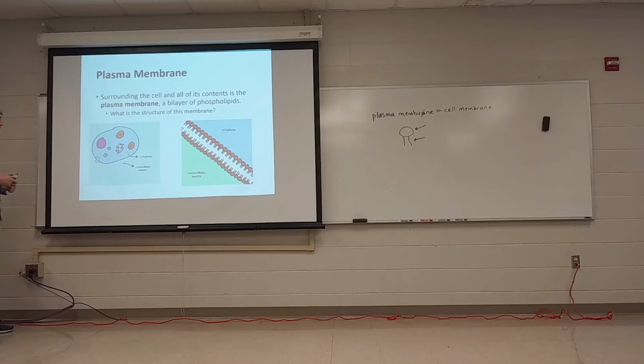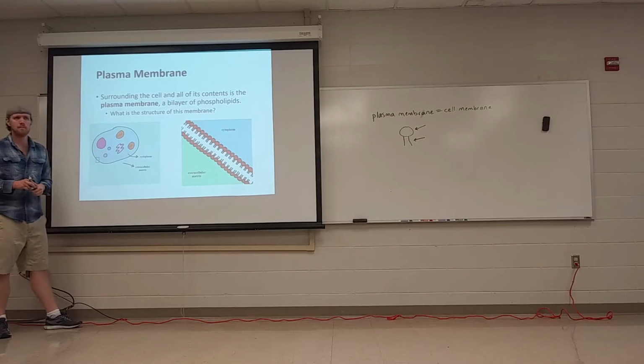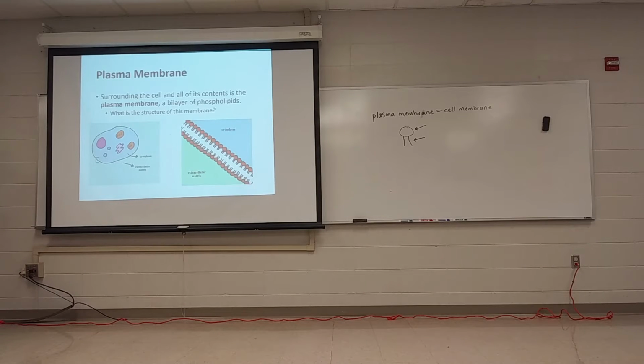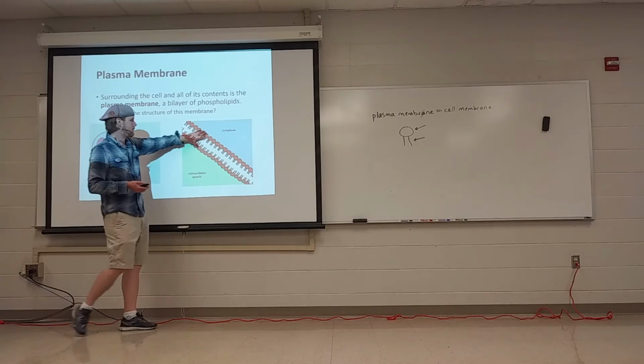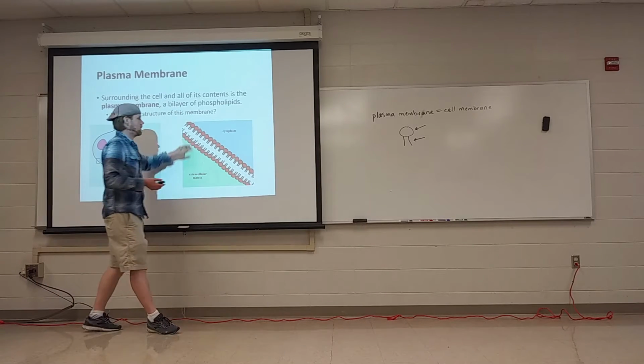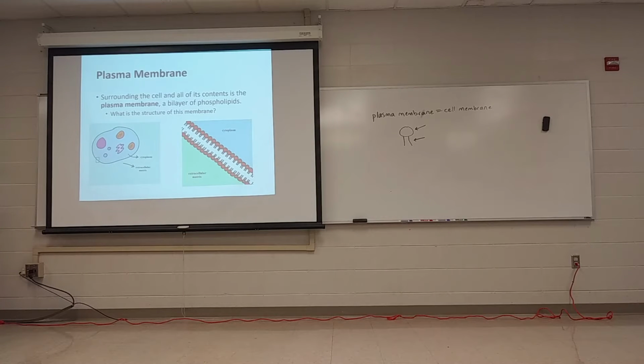In animal cells, this is the only outer layer of protection. In plant cells, you have the cell wall that surrounds this as well. But in both of them, you've got the plasma membrane, and it's made up of this bilayer of phospholipids.